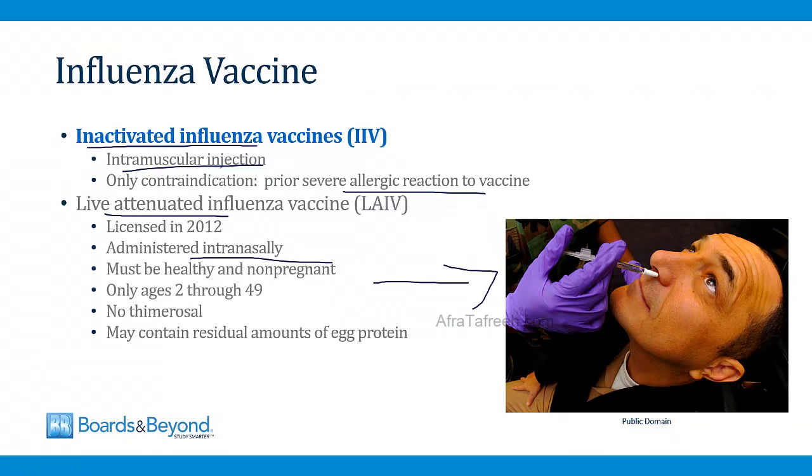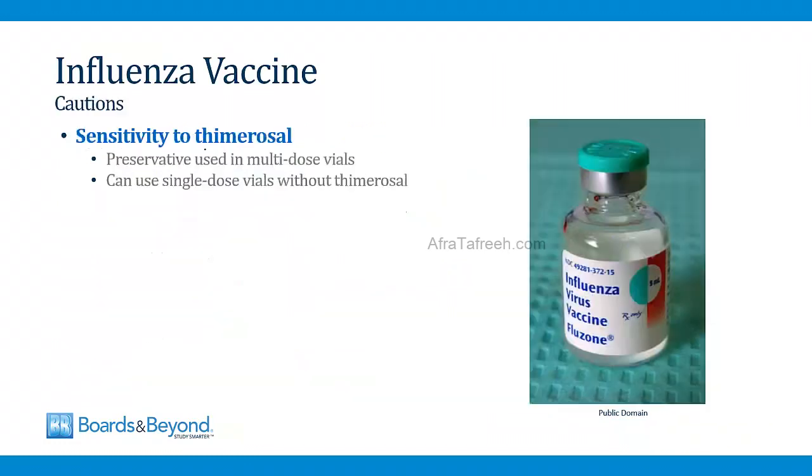There are, however, a lot of restrictions on who can receive the intranasal version. The patient has to be healthy and non-pregnant. They have to be ages 2 through 49. So on your board exams, you cannot give this to a little baby, and you cannot give this to a person who is 50 years of age or older. The live vaccine does not contain thimerosal, although it does contain residual amounts of egg protein, and we'll talk about why these two things matter for the flu vaccine in the next two slides.